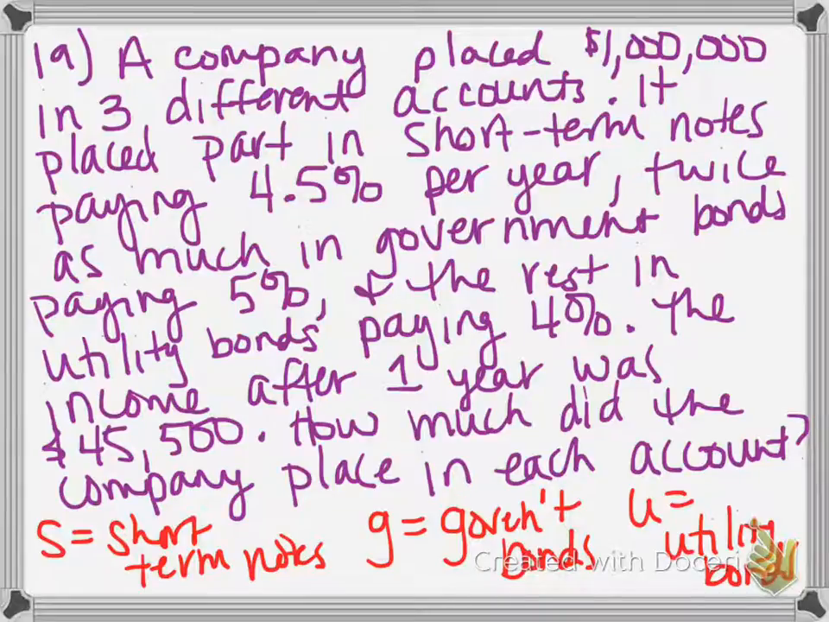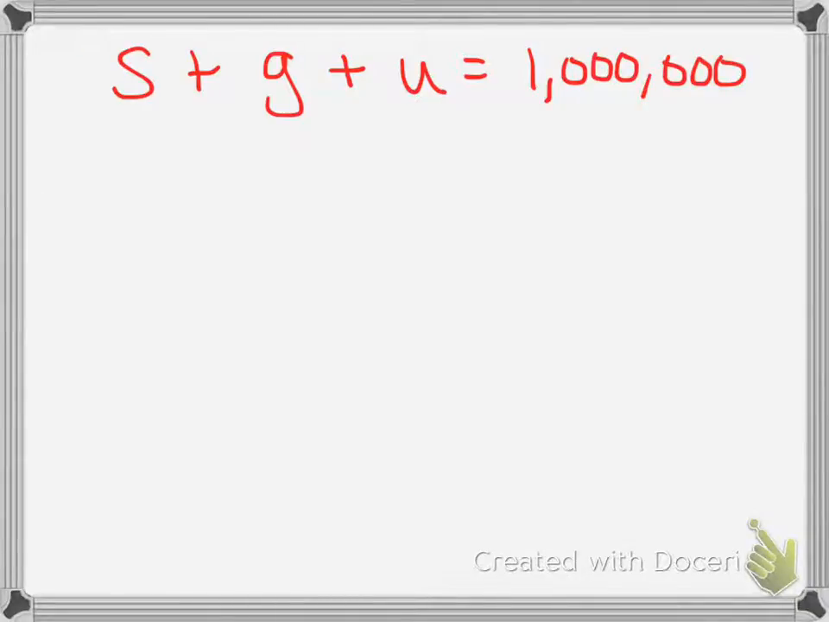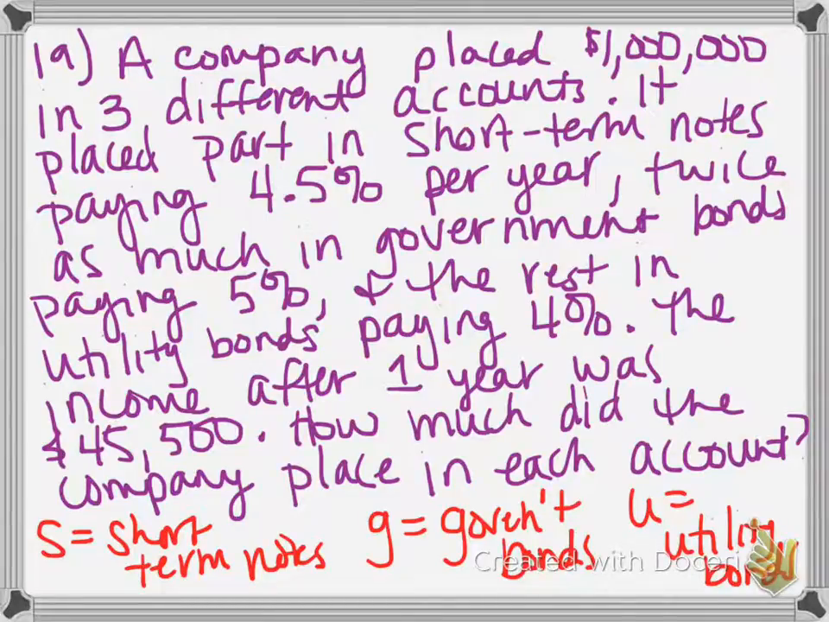Okay? And so the first thing is that they placed $1 million in the accounts, total. So that means my short-term notes plus my government bonds plus my utility bonds would have to equal the $1 million. We are also told that the short term pays 4.5%, the government pays 5%, and then the utility bonds are 4%, and the income after 1 year was $45,500.